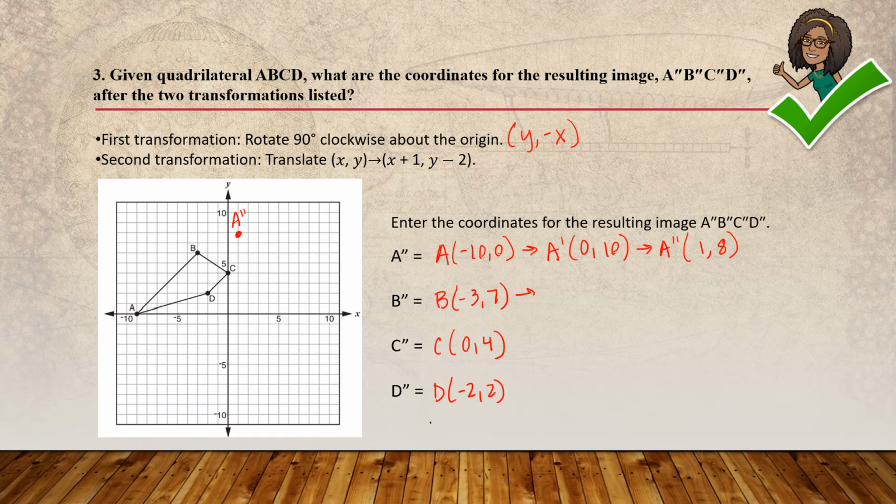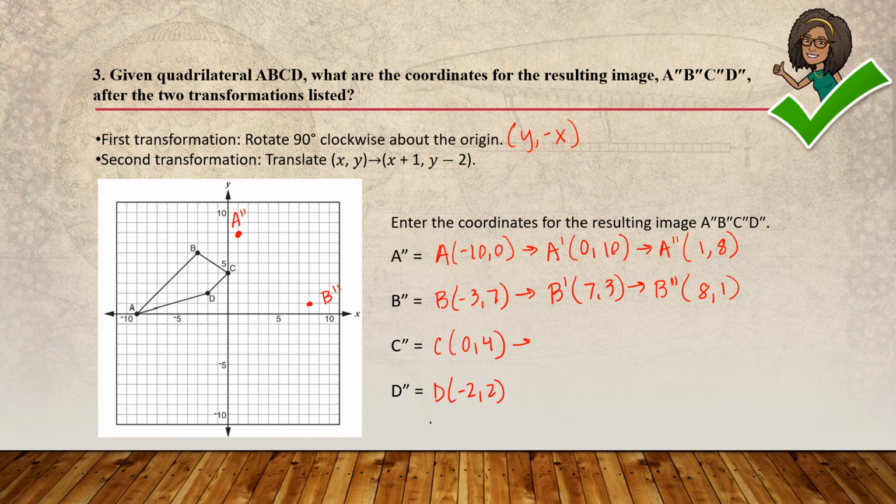The next one, again, we apply the 2 transformations. So we switch and take the opposite of the x. And then we add 1 to the x, which is 8, and subtract 2 from the y, which is 1. So we have (8, 1) for B double prime.